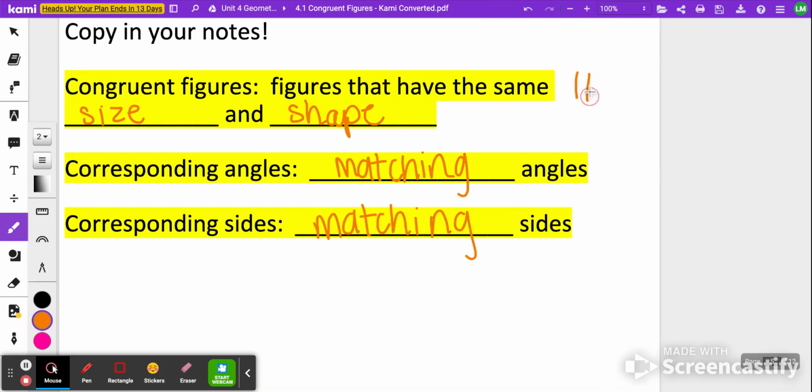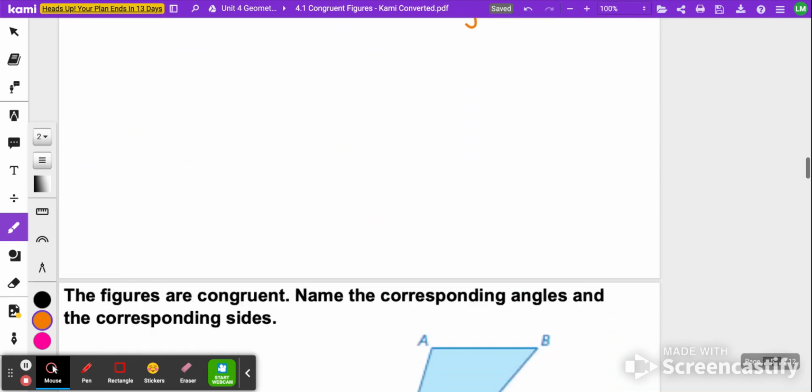Make sure you take time to pause the video here and fill in your notes. When you're ready to go on, click play.